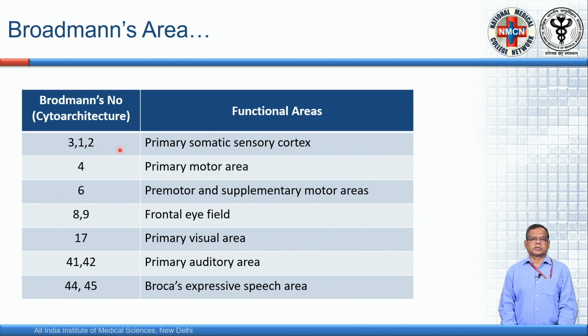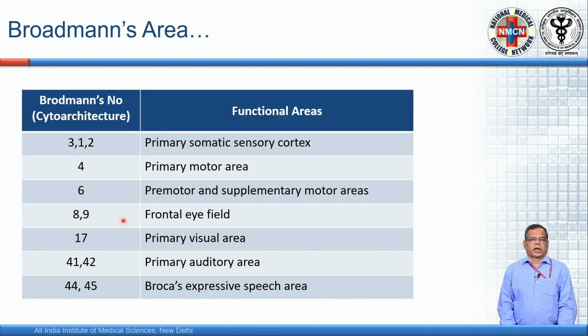Behind the central sulcus is the primary somatic sensory cortex, which is responsible for appreciation of the general sensation, pain, touch, temperature, vibration sensation and the muscle sensation. Area 4, that is the primary motor cortex, situated in front of the central sulcus, responsible for the movements of the opposite side of the body. Area 6, situated in front of the primary motor cortex, is called premotor and supplementary motor area. This is for planning of motor actions.